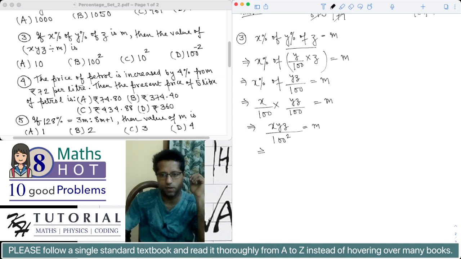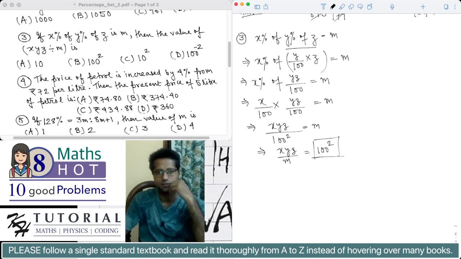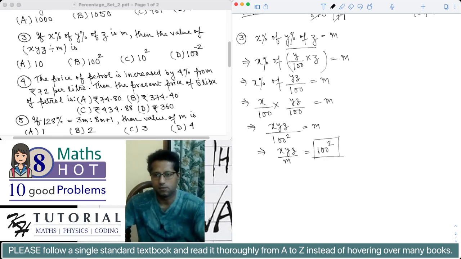This implies we have to find xyz divided by m. So from here we have xyz divided by m is equal to 100 square. So 100 square is the answer, and hence the correct choice is B. B is the correct choice.